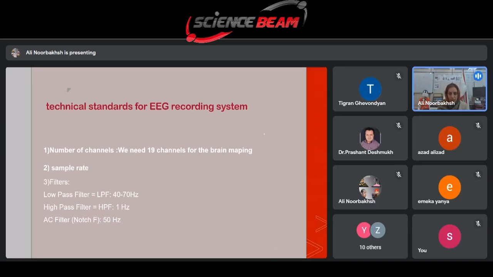And again, there is a high-pass filter. High-pass filter is an electronic filter that passes. Can you mute your voice? I want to ask something. Okay.